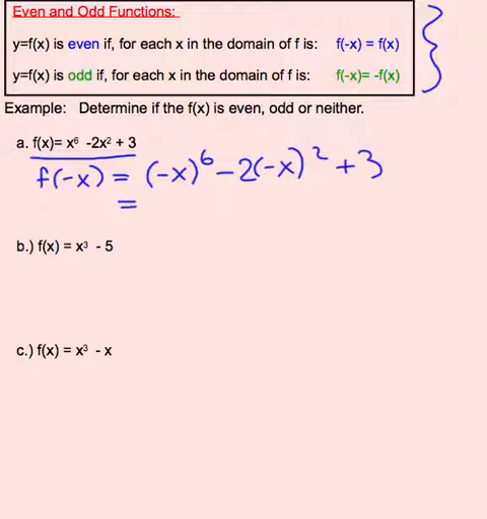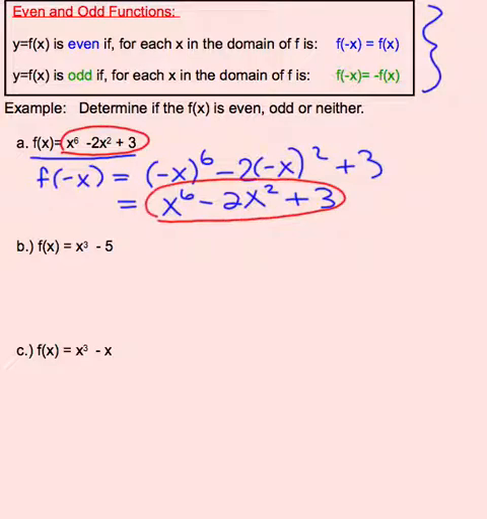So when we simplify, negative x to the 6th power becomes an even power, or a positive. And then negative 2, negative x times negative x is x squared. And what happens is when we look at the original function and what we just got, they're exactly the same. So this means that this is an even function.